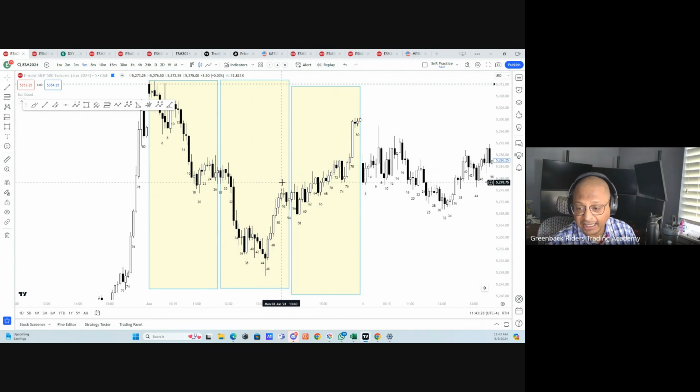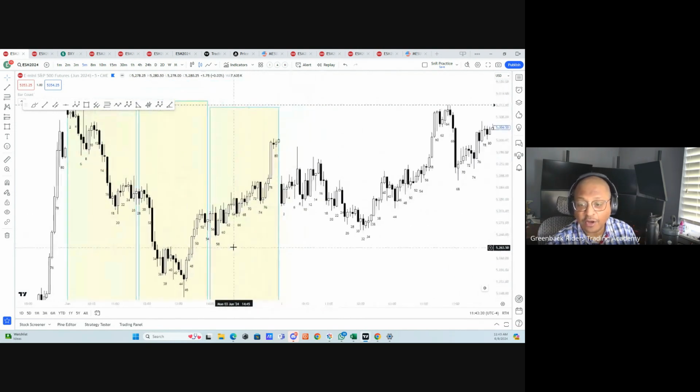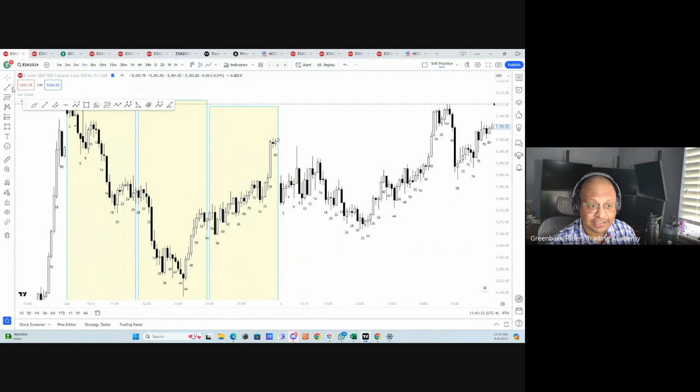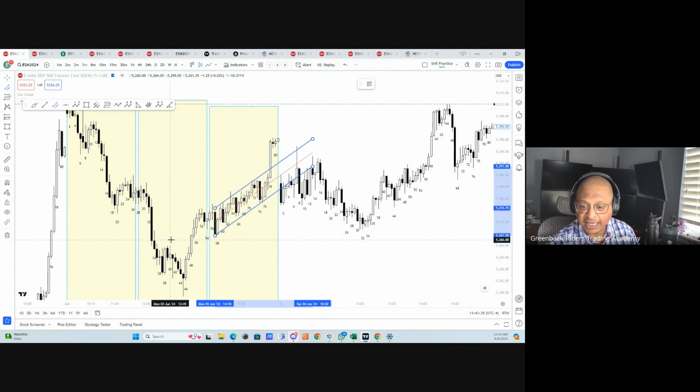This was the spike. This was the two-legged pullback. What do we know? Pullbacks create channels, right? When there is a pullback, that is what creates a channel. And see, we created this nice channel here. And we continuously closed two bull bars above the midpoint, and we did not close a single bear bar below the midpoint, but we had no follow-throughs.